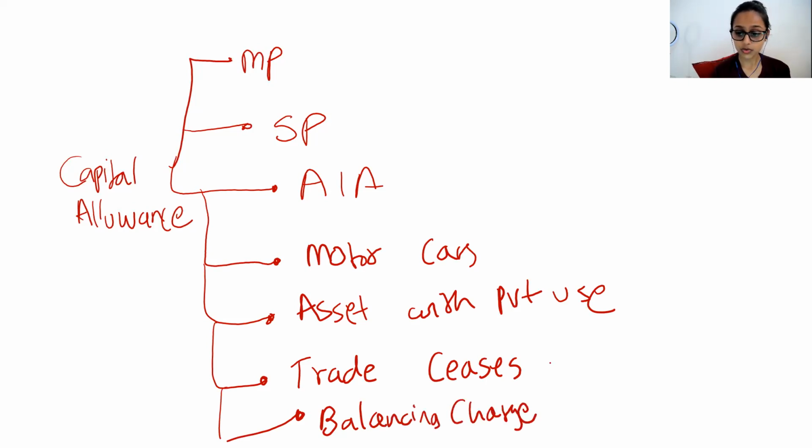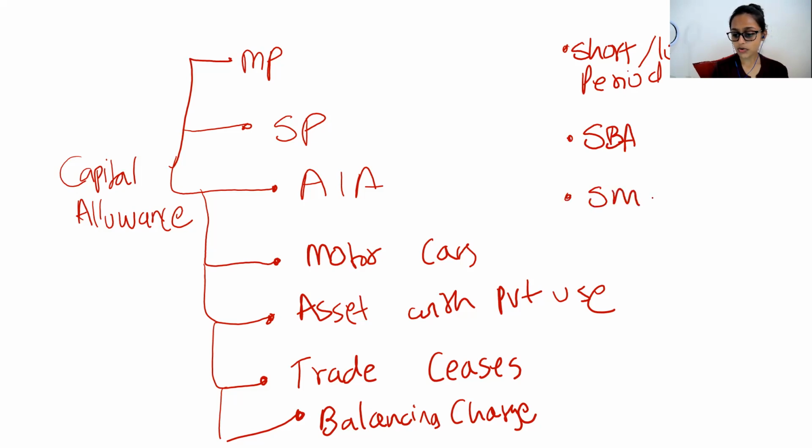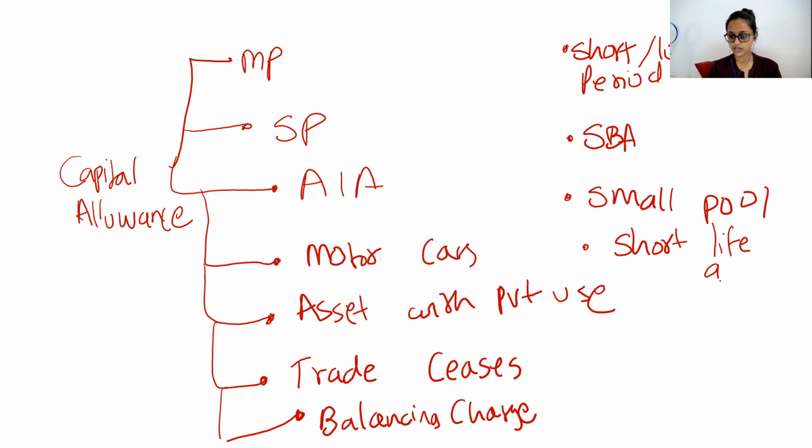Then we also need to know short or long accounting period, and what the effect is on the capital allowance calculation. Then there is a newer concept called SBA, we will look at that. Then we will also look at the small pool, and also there is something known as the short life asset. These are the various concepts that we are going to look at in this particular area.